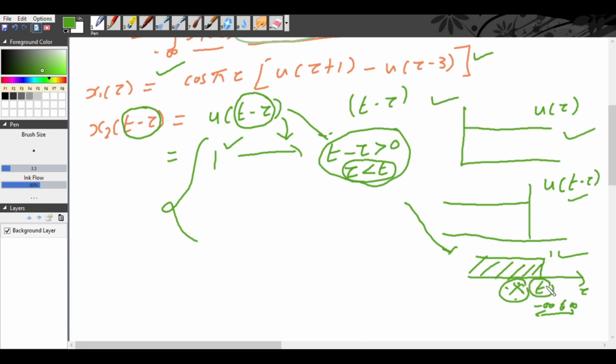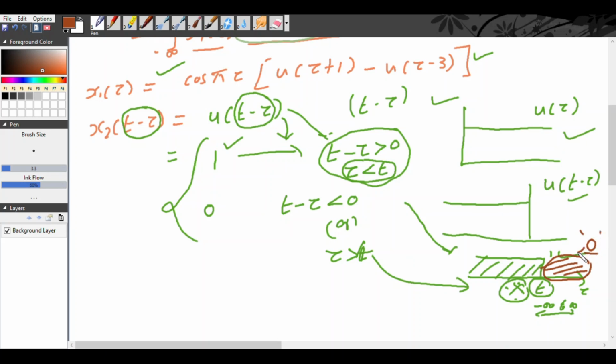So only for tau lesser than t are we having a signal, otherwise we don't have a signal, that is 0. Where is it 0? For t minus tau lesser than 0, we don't have a signal, that is 0 actually. This again I can write as tau is greater than t, sorry. So tau is greater than t, let me change the color. Tau is greater than t, this part is 0 actually. I mean the signal is 0 there, right?